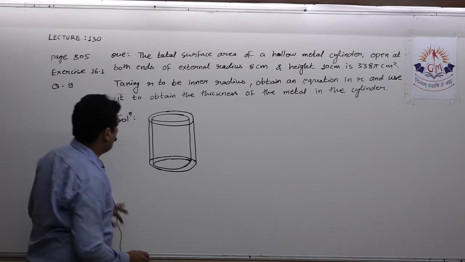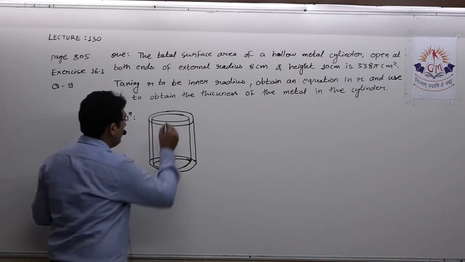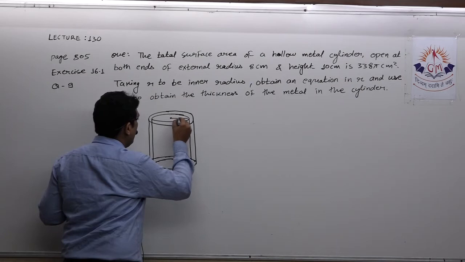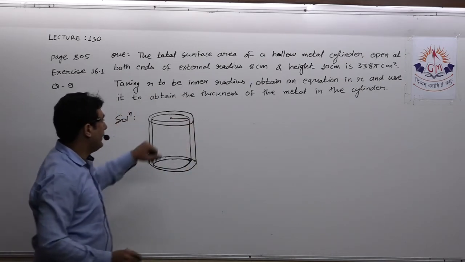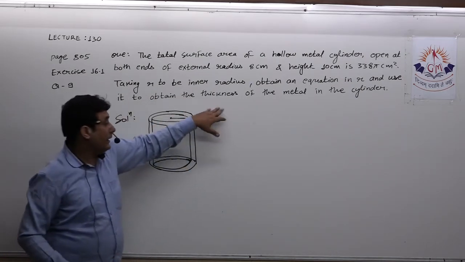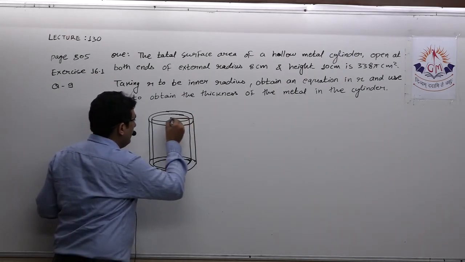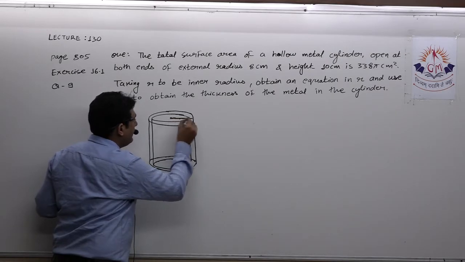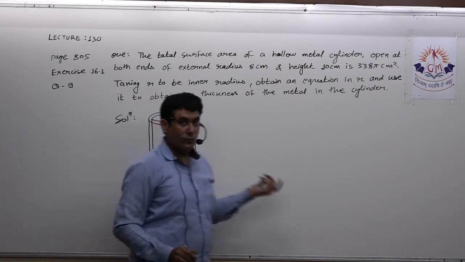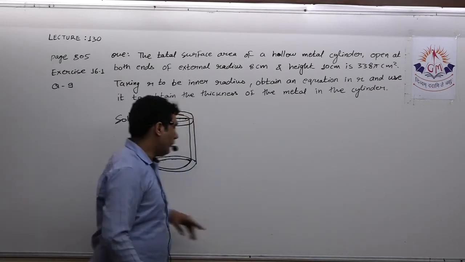Okay, this is the hollow cylinder. Its inner radius we have to take as r, and external radius will take capital R. That we have to find. Here we have to find thickness, and thickness is simply the external radius minus internal radius. That means we have to find capital R, and then we have to obtain the thickness.